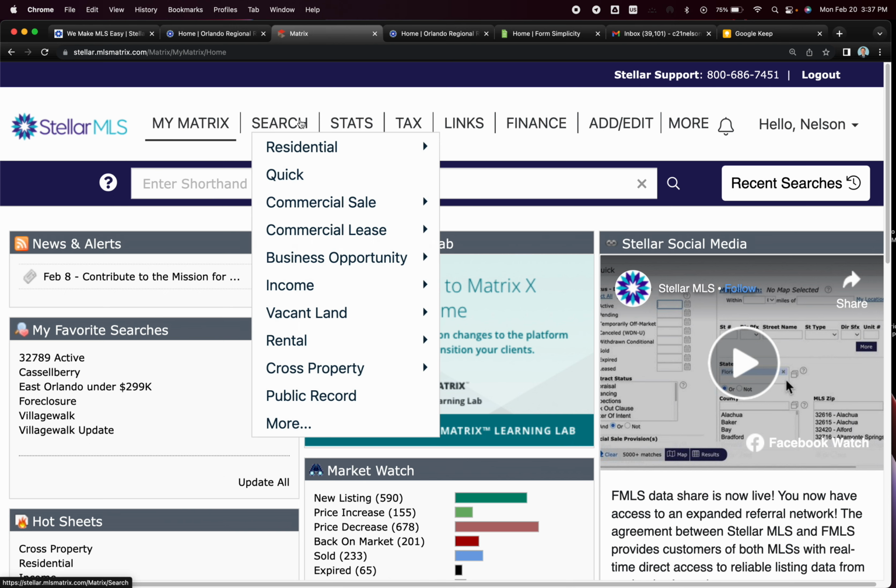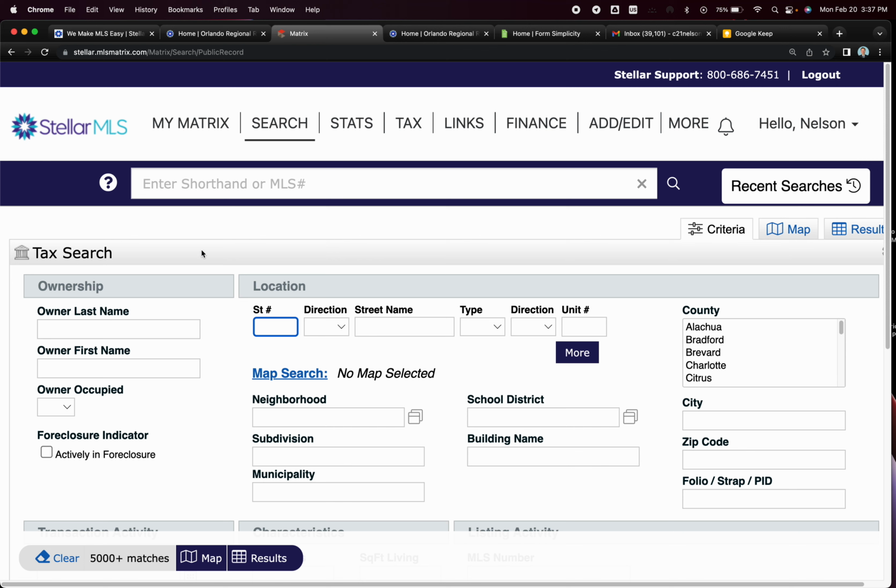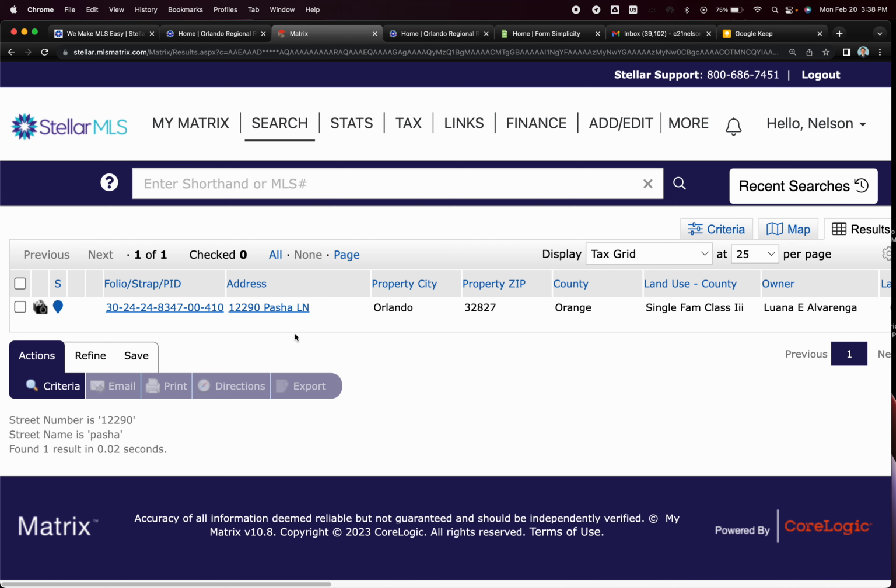So the first thing you do, you go to search here in public records. This is obviously the main page for the MLS that you go into. So you go to public record, and you type in the property address, and we're going to say that this is my home that we're doing a CMA on. My home address is this, and if you look on the bottom left, there is one match. So you go to results, and there it is right there.